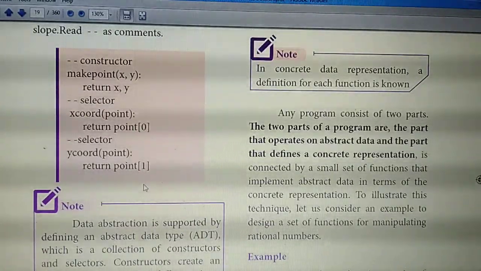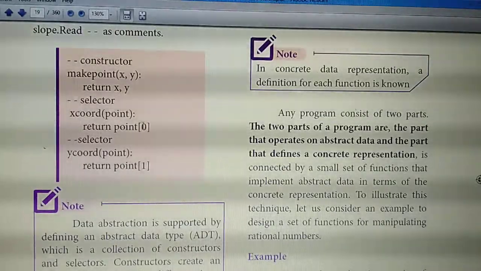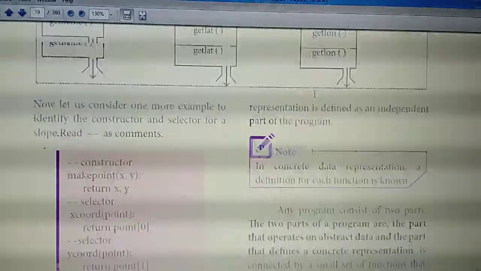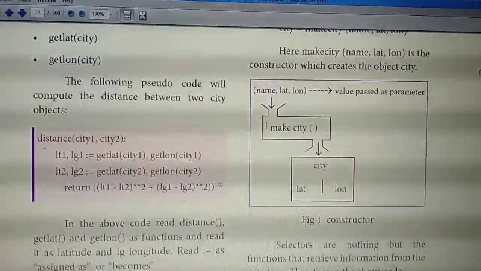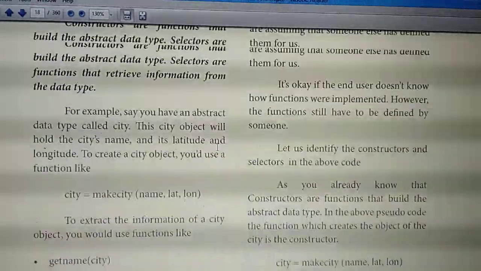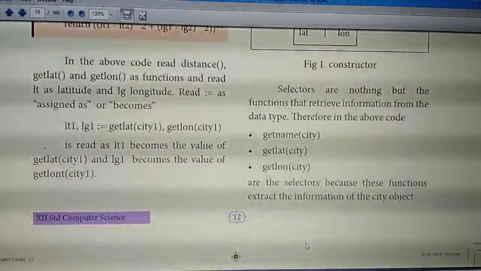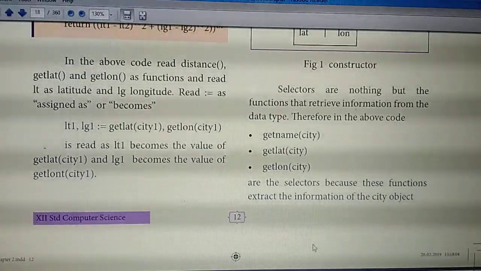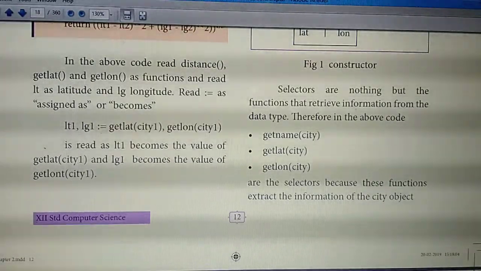This is a very, very important question. Starting from there till page number 13, return point of 1. Here also you need to draw these diagrams, this diagram, then this diagram. Everything you need to draw. It is very easy; if you read, you will be able to understand by reading itself. Don't feel this is a very big, tough question. It is very easy.